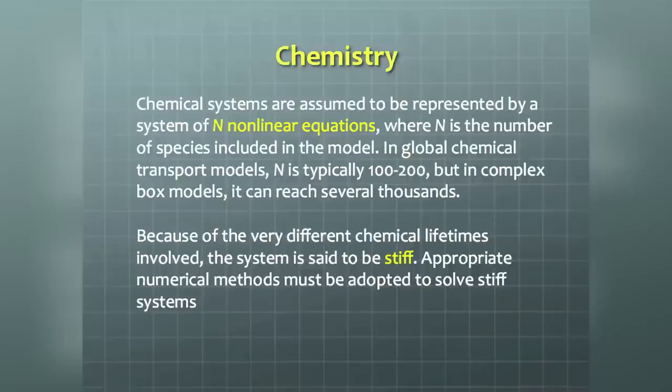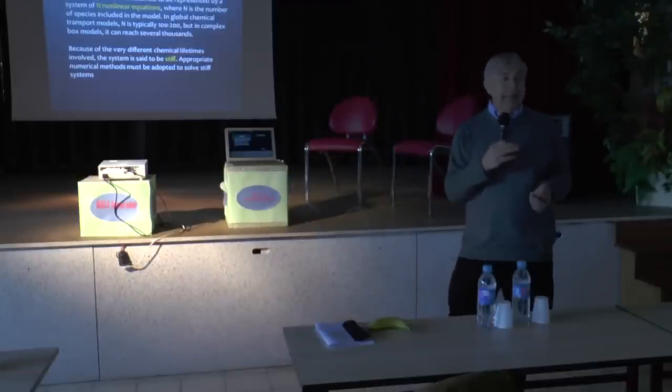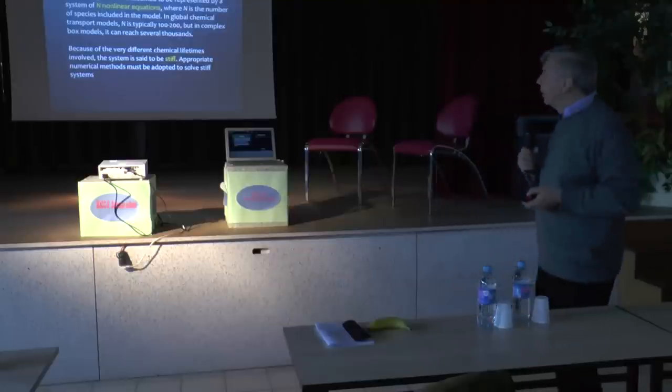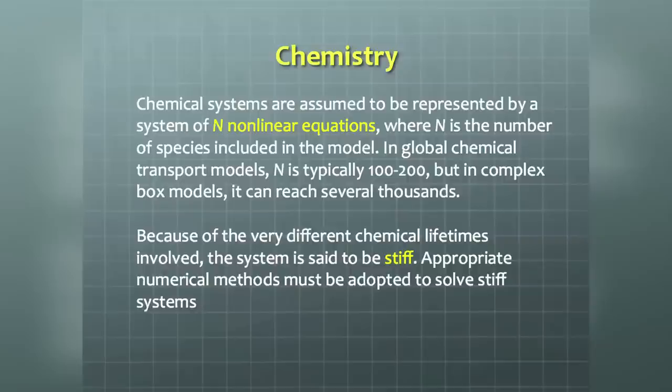So chemical systems are assumed to be represented by a system of n nonlinear equations, the continuity equations that I showed you earlier. We have n if we have n chemical species that are interacting. So these equations are not independent. In global chemical models, I say n is typically 100 to 200. But in complex models, box models in particular, the 0D model, you can have more than 1,000 reactions, 5,000, 10,000 reactions.